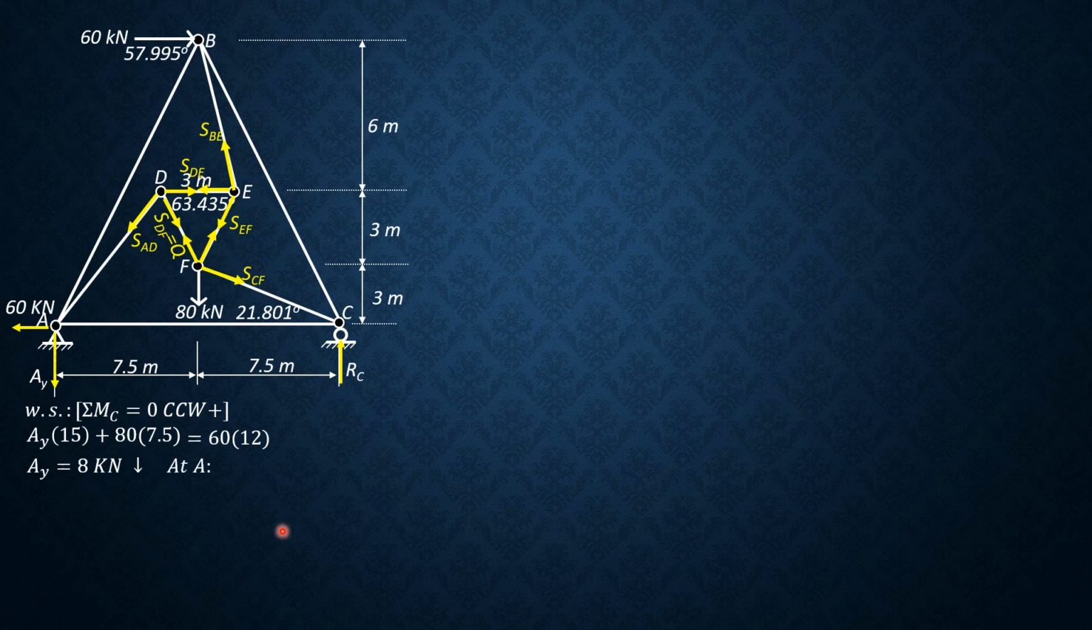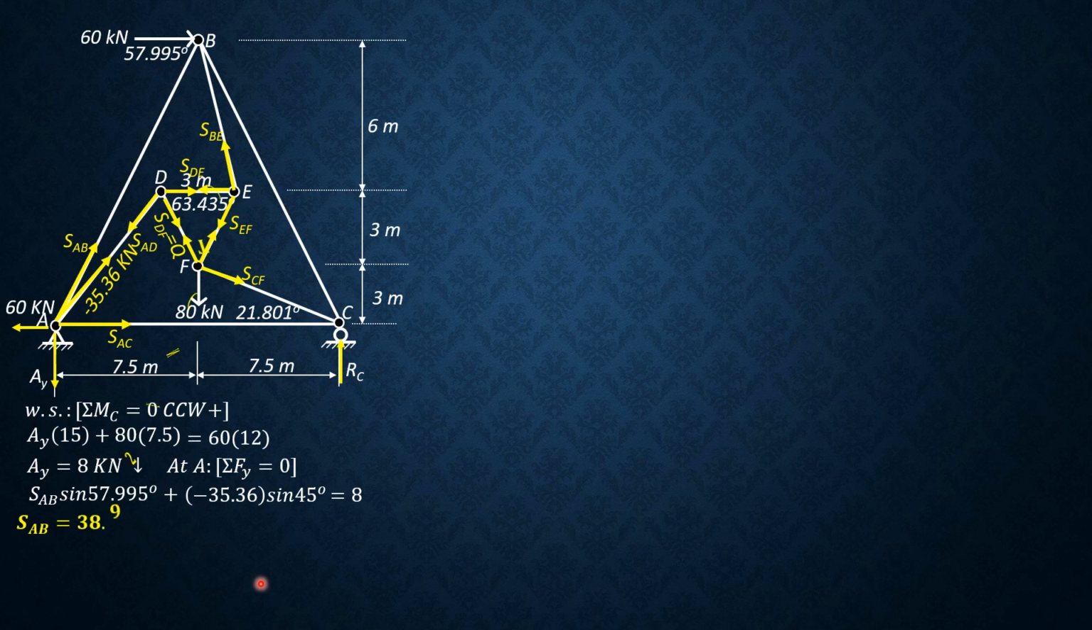Then at A, summation forces Y equals 0 to solve for SAB. Remember SAB, that's the angle. So these are the forces. And SAD is negative 35.36. Then SAC unknown. So SAB sine of 57.995 plus negative 35.36 sine of 45 equals 8 downward. So SAB can now be computed. It is equal to positive 38.98 kilonewtons. So it is tension. Then summation forces X equals 0.